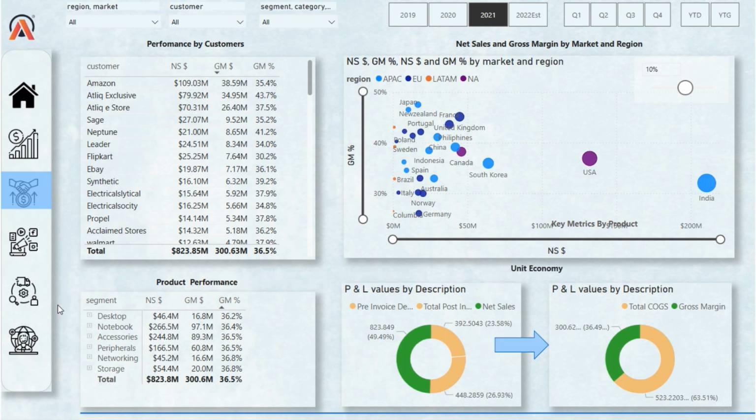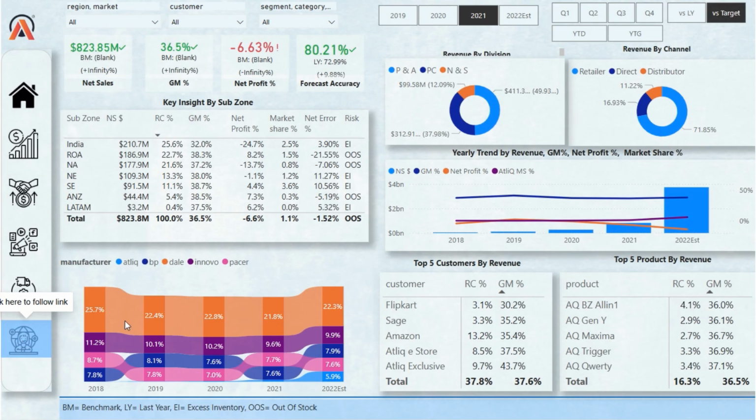But here, if you are an executive and you want to quickly absorb what is happening in the data, this is basically the executive view, where you quickly get the insight at the overall level of what is happening. So this dashboard is created for executives. Here you can see all of the things in one place: the net sales, gross margin percent, net profit, and forecast accuracy. And here is the subzone-wise bifurcation.